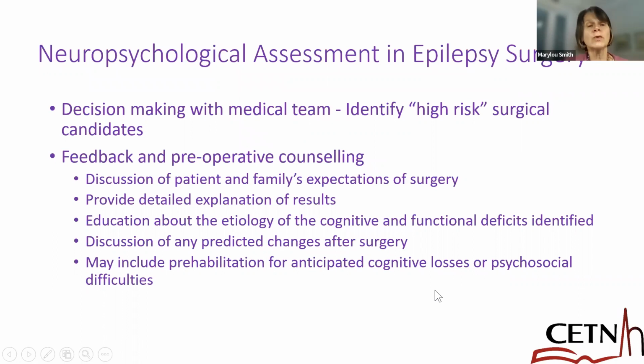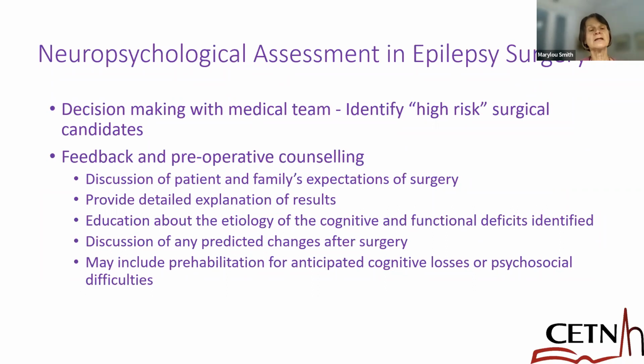What's important is that the neuropsychologist be involved in the decision-making with the medical team to identify what we would consider to be the high-risk surgical candidates in terms of cognitive and behavioral outcomes. It's also very important that we're involved in feedback with the patient and preoperative counseling with the patient. And the family, of course, can be involved in this.